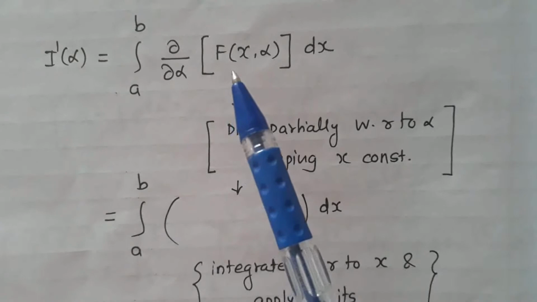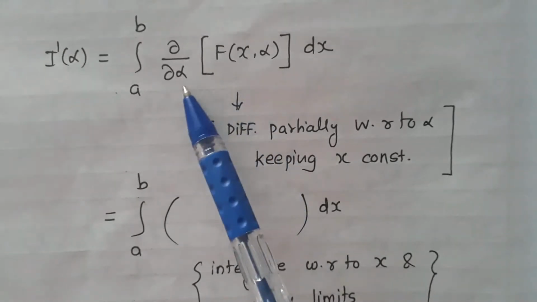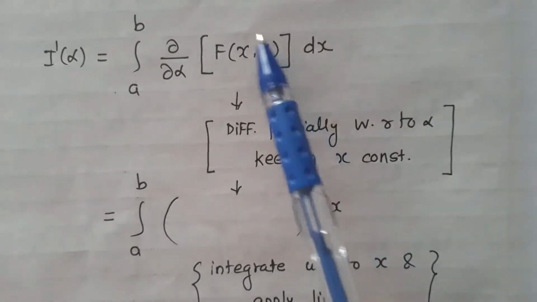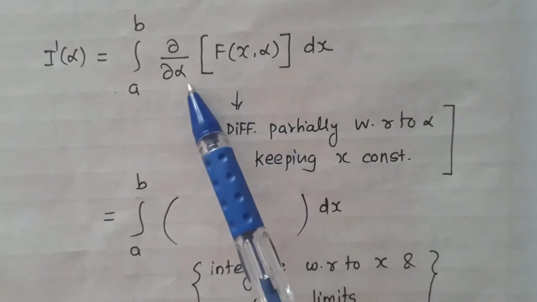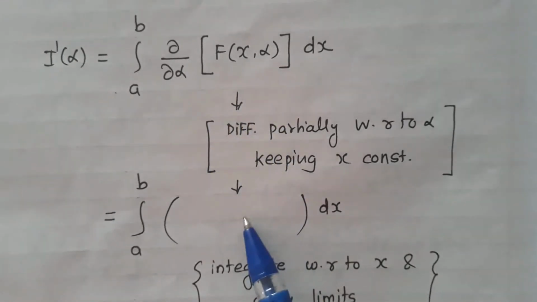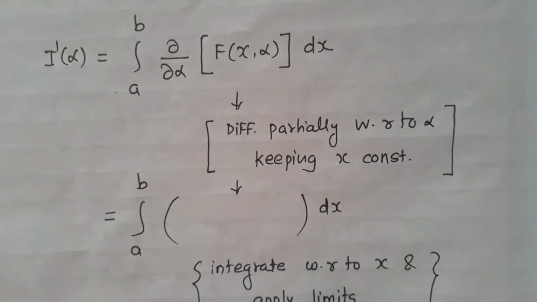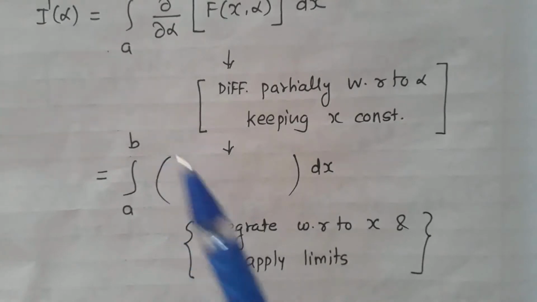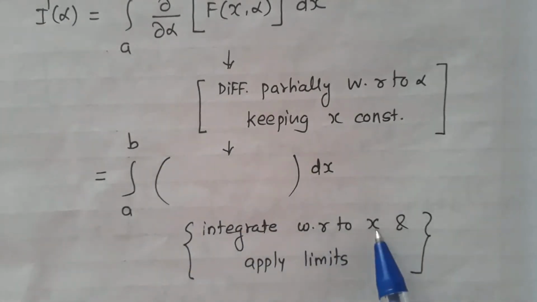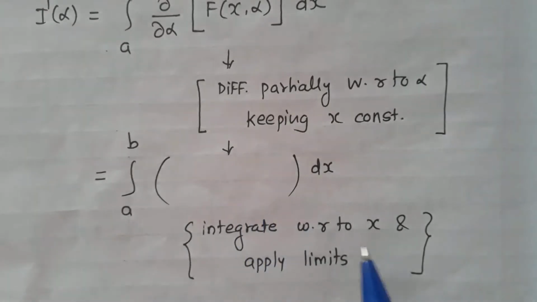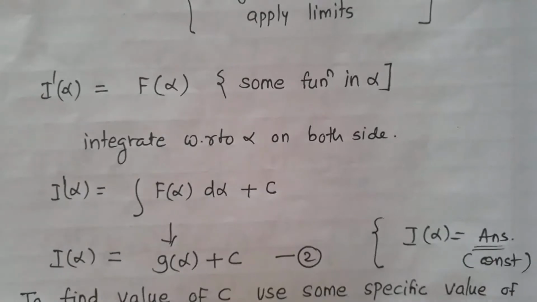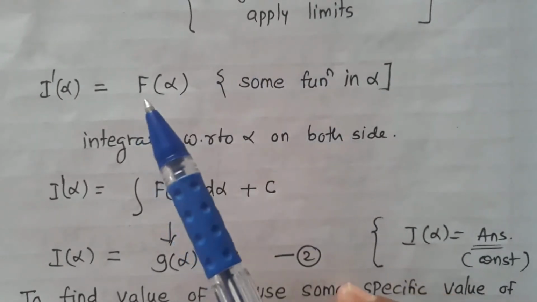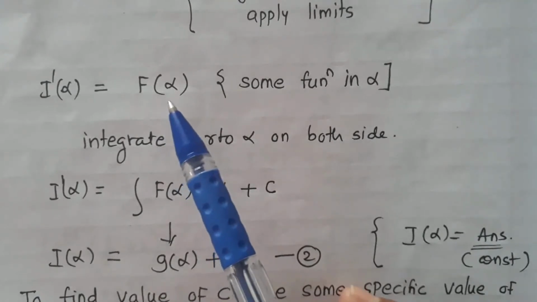While finding the partial derivative of this function with respect to alpha, we have to keep x totally as a constant. Whatever the function is that occurs after this partial derivative, write it down here and integrate it with respect to x within the limits a to b. When you integrate this function with respect to x, you will get some output, and now apply the limits a to b. After applying the limits a to b, you will get some function in terms of alpha here.